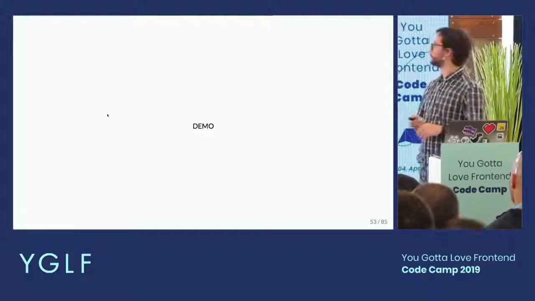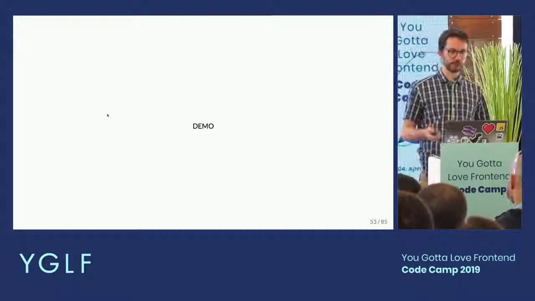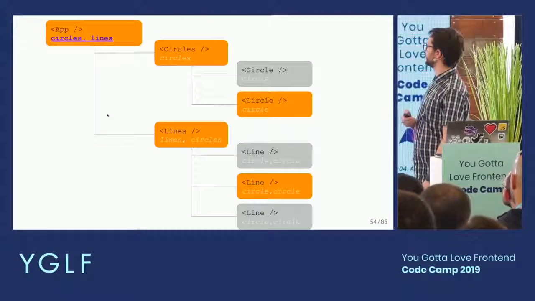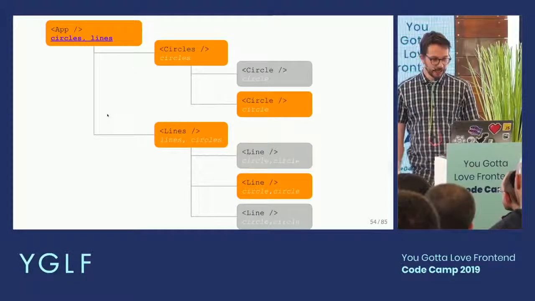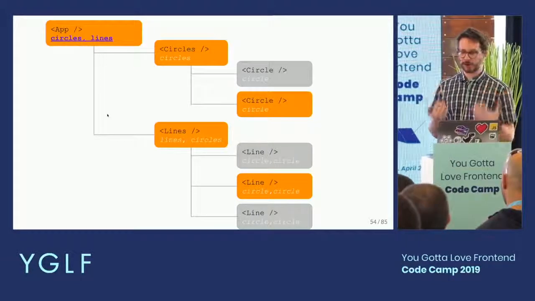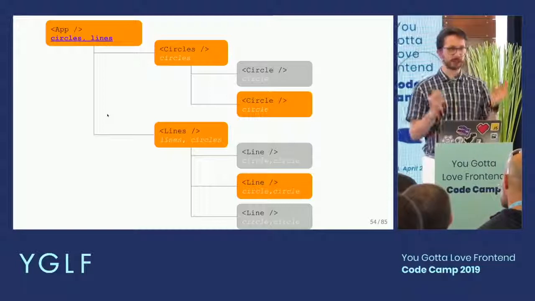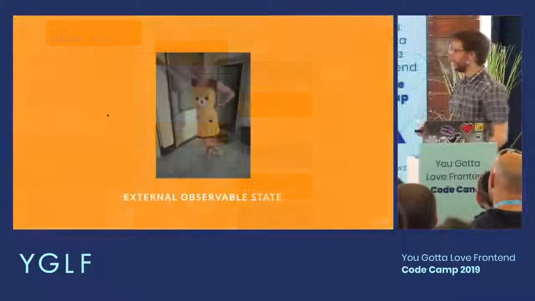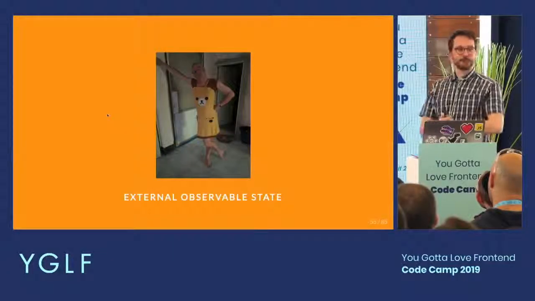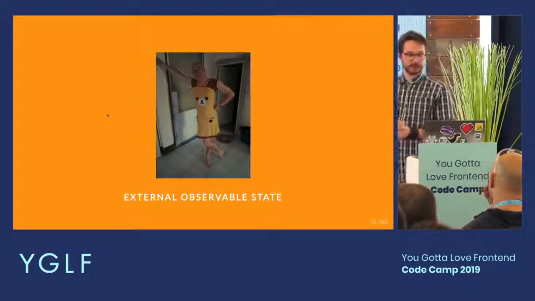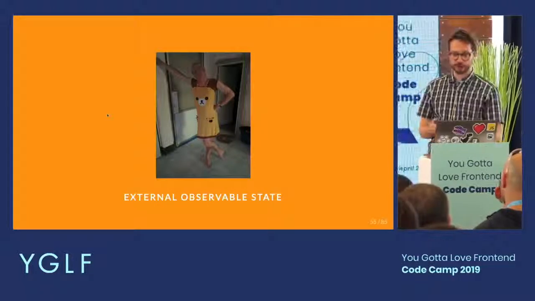Anyway, if I had the demo, then I could have shown you that this solved the issue. And so then our graph looks a little bit better, because only the right line would redraw. Let's again change subject. Let's talk about external observable state.